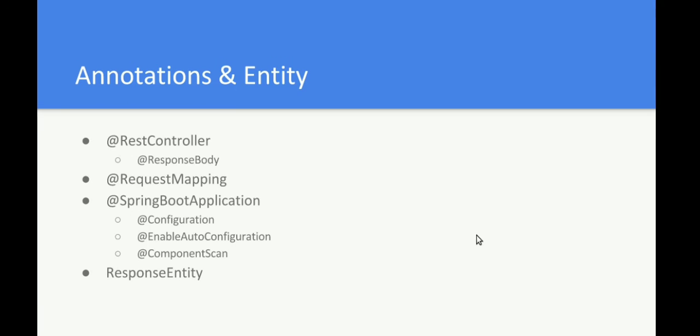Now next we'll see the ResponseEntity. The ResponseEntity will give you control over the headers that you are sending back, over the response body that you are sending back, and over the HTTP status. So that is how these annotations work, how this entity works, and this is the significance of all of them.